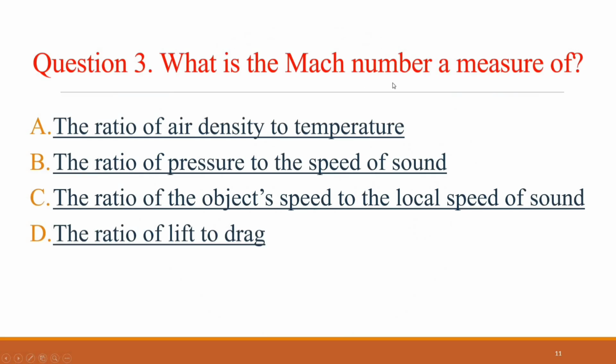Question 3. What is the Mach number a measure of? The correct answer is the ratio of the object's speed to the local speed of sound.